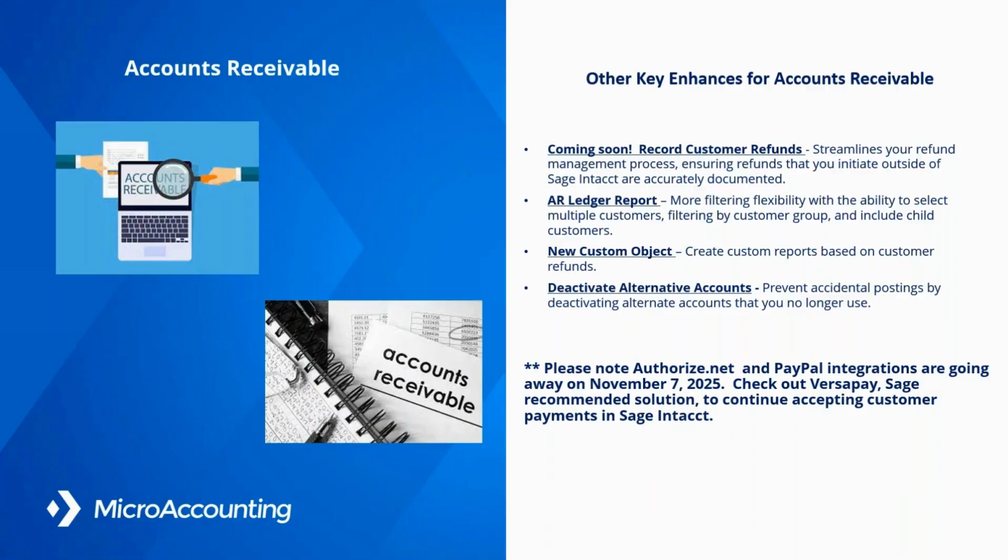They're also going to give us more flexibility in filtering the AR ledger report, where we can now filter by that customer group, and it's going to include those child customer records. They're creating a couple of new custom objects where you can create a custom report on those refunds. So when those refunds come in from outside of Sage Intacct and we bring them in, there's going to be a new custom object that we can report off of.